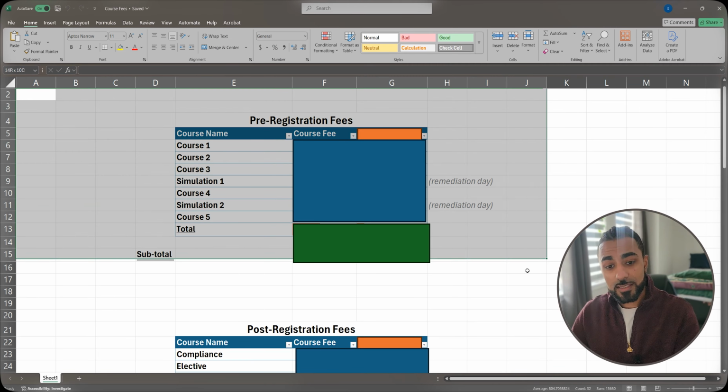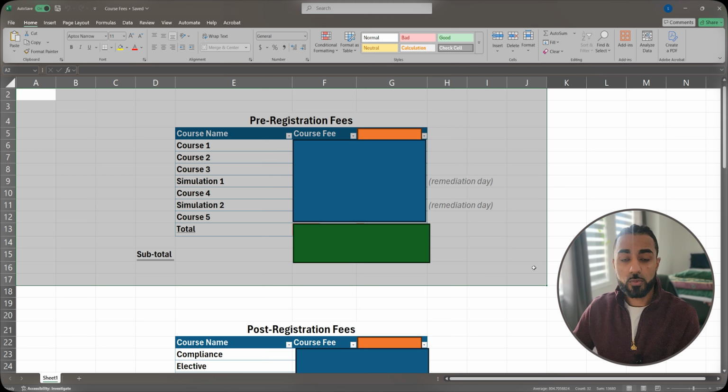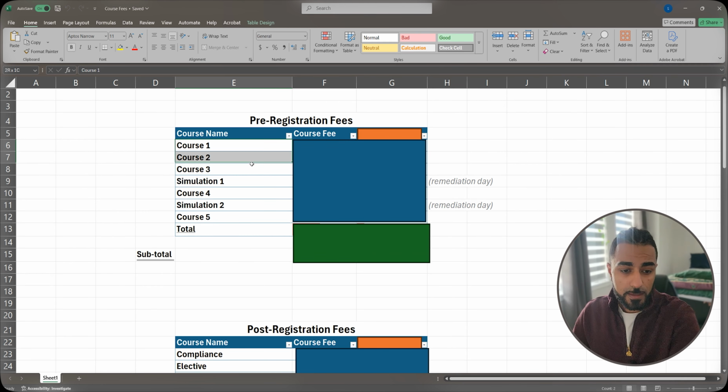Okay, so using this Excel sheet that I have here, I've written down all the costs that you need to know, and we're going to go through them in phases. So we're going to start with this pre-registration phase here. As you can see, I have course 1, 2, 3, 4, and I have 2 simulations, right? And then I have course 5 as well.